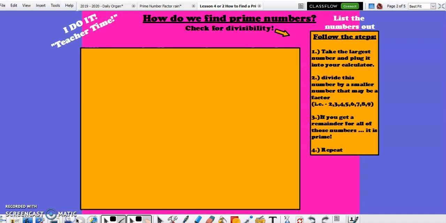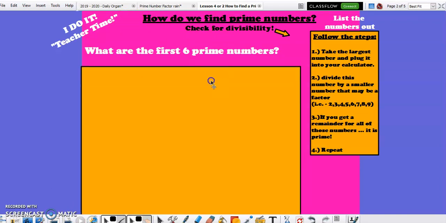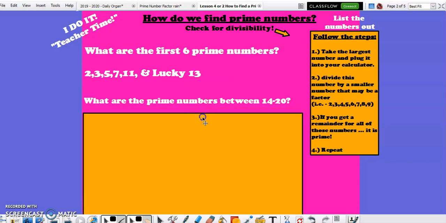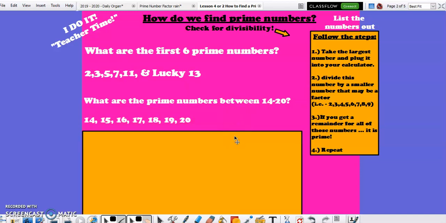In school, we've been practicing with the teacher doing it. We've been checking for divisibility after we've listed the first 6 prime numbers, 2, 3, 5, 7, 11, and lucky 13, to try and find primes between, say, 14 and 20. What I told students to do is list these numbers out, put them into charts, and then follow these steps off to the right. These steps tell us to create factor rainbows. Factor rainbows will show us if a number is prime or composite.